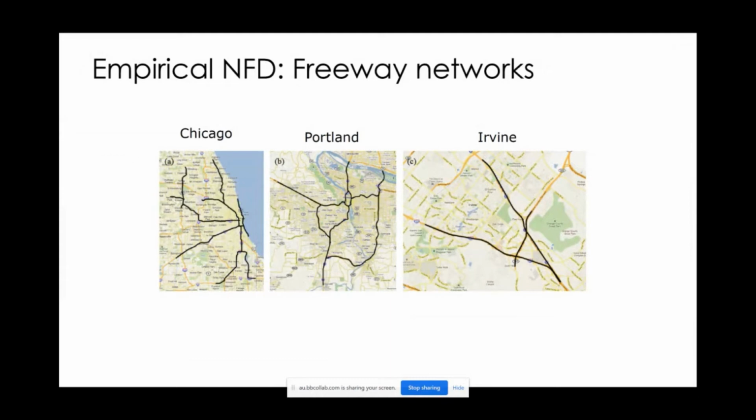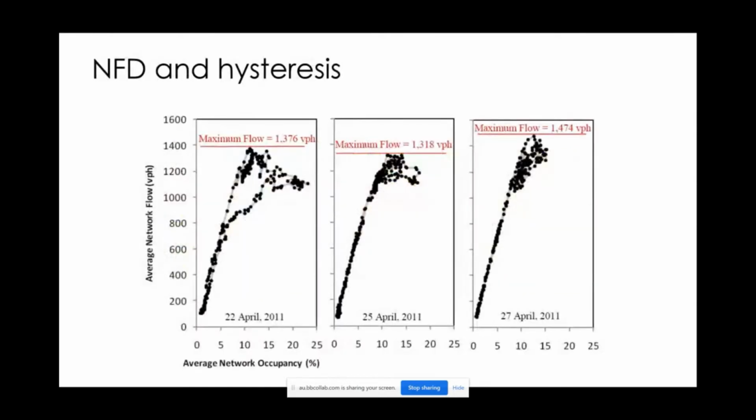In this part of the lecture, I'm going to show you some empirical evidence from a couple of freeway networks that I've studied many years ago during my PhD, as I was interested to see how the MFD or NFD of freeway networks look like. So I looked at some loop detector data from Chicago, Portland, and Irvine, and I started plotting them for different days and compared them against each other, trying to characterize them.